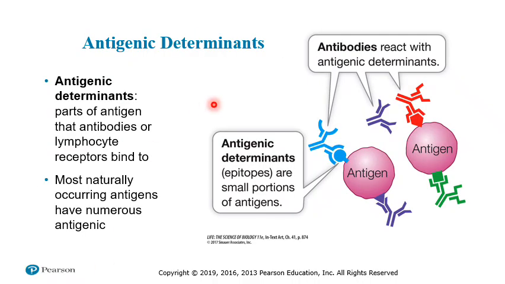So let's take a look at what we mean by antigenic determinants. These are epitopes, not epitaphs, all right? Epitopes. An epitaph is actually something that you put on the grave site. Nope, that's not what we meant. We mean epitopes. These are small portions of antigens. They are antigenic determinants. They are parts of the antigen that antibodies or lymphocytes would need to bind to.